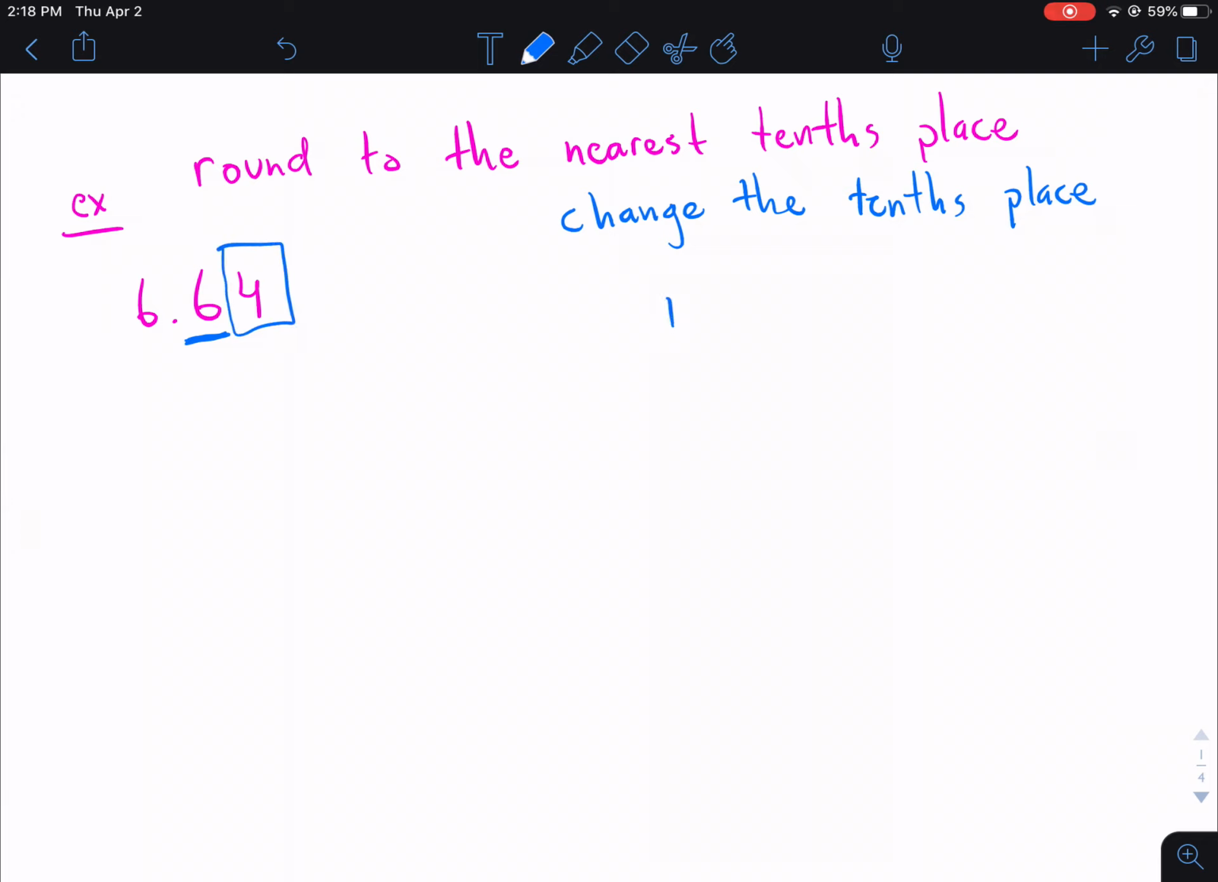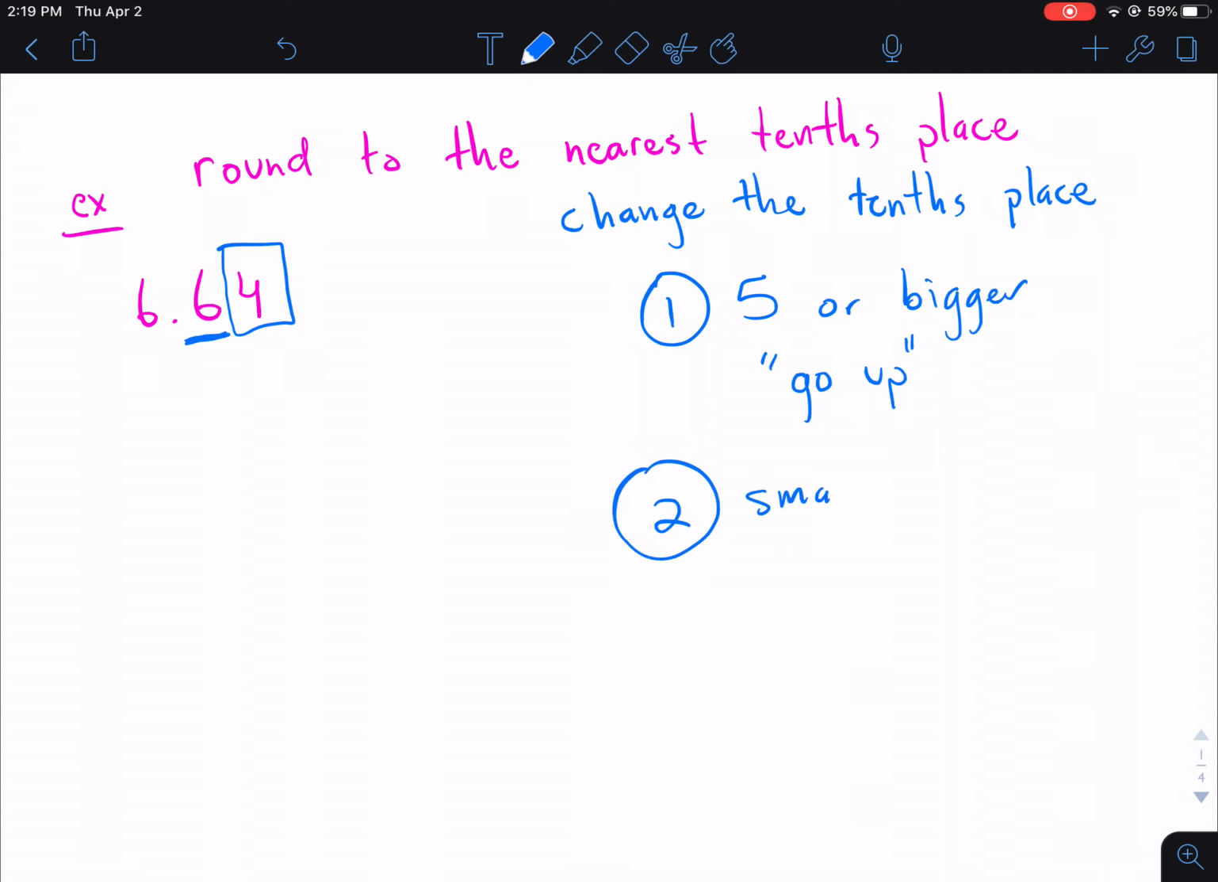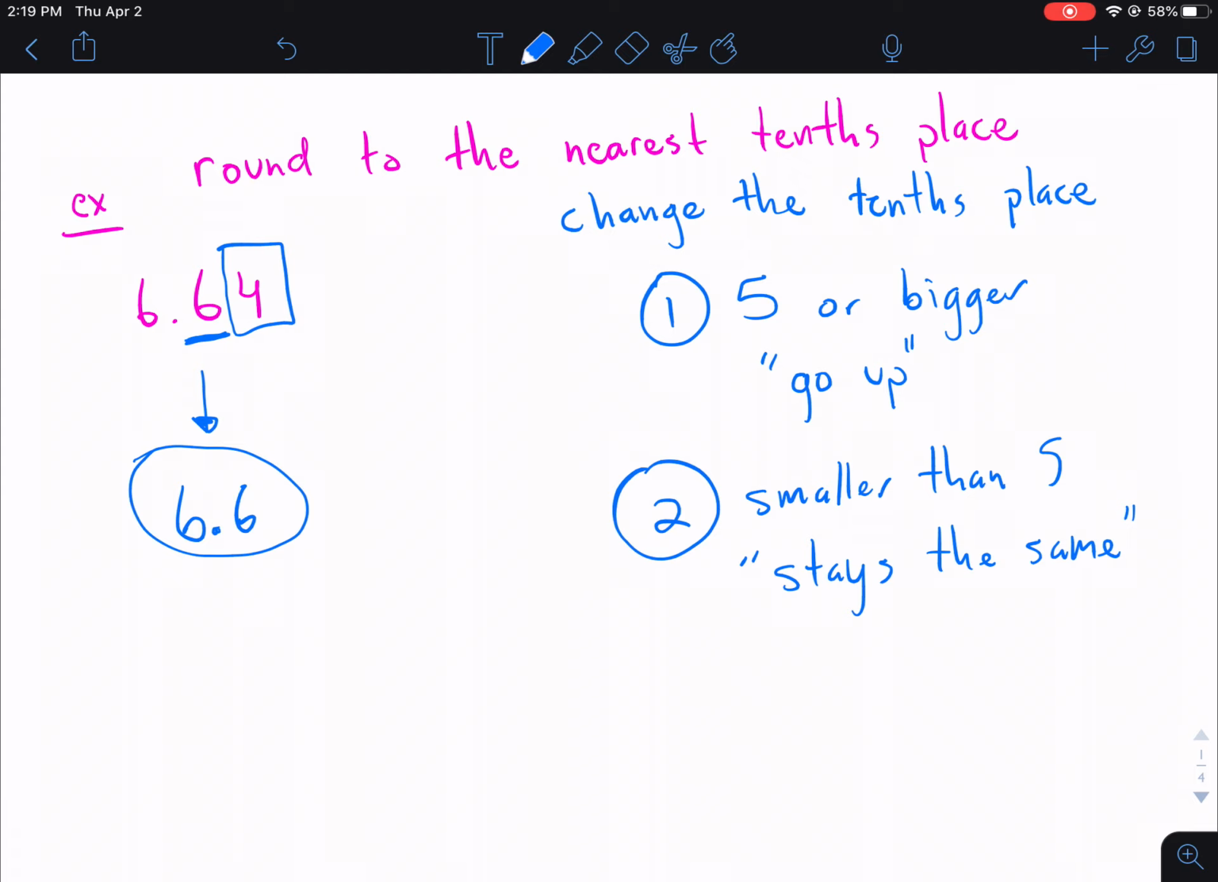4. Remember our two rules. 5 or bigger: we go up. Our second rule: smaller than 5, it stays the same. So now, the 4, is it bigger than 5 or smaller than 5? It is smaller than 5. So the 6 is going to stay the same. So it's going to be 6.6 is my answer.